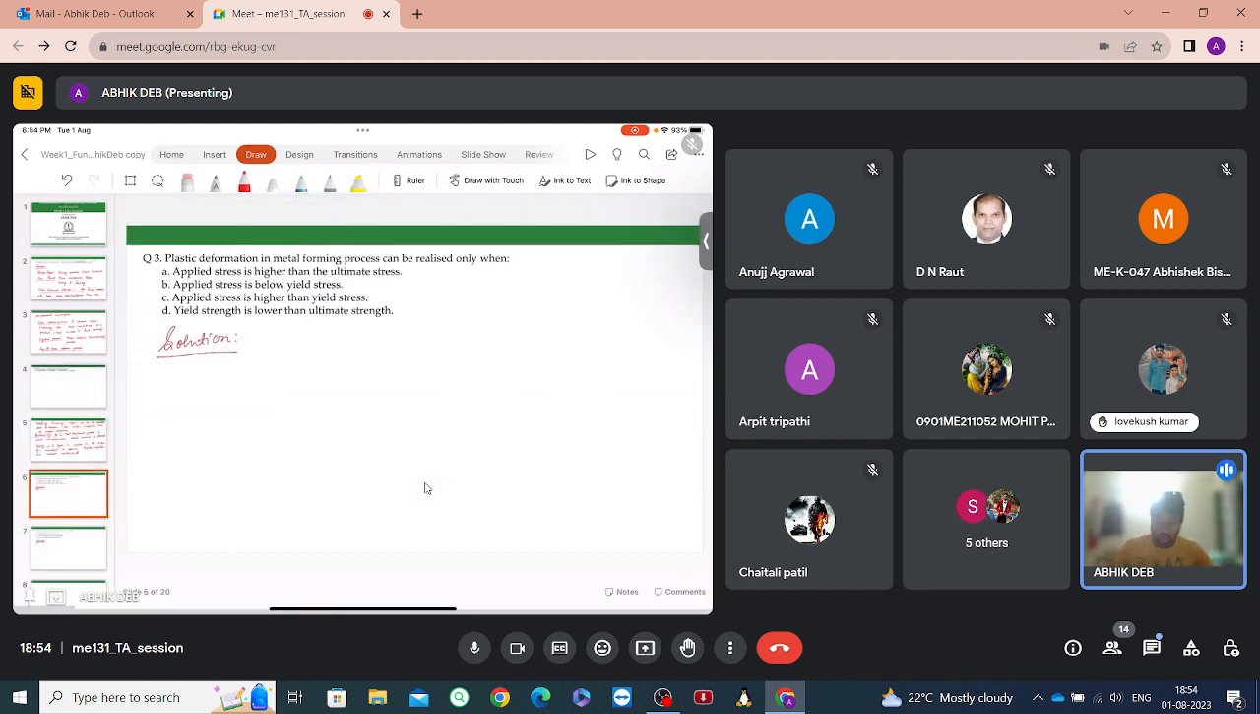So plastic deformation in metal is possible only when the applied stress is higher than the yield stress, or the applied stress is below the yield stress, or the applied stress is higher than the ultimate stress, or the yield strength is lower than the ultimate strength. Any idea about what is yield strength, what is ultimate strength? So what will be the correct answer?